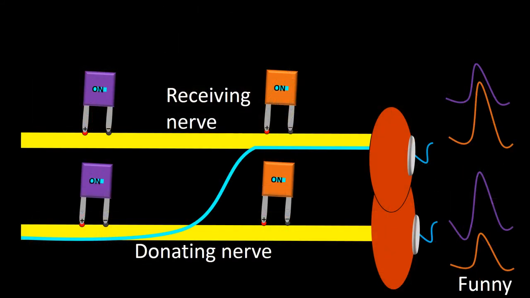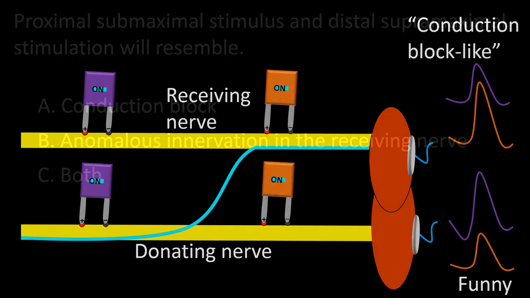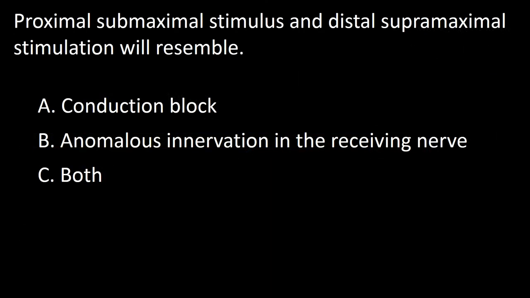In an anomalous innervation, there is a donating nerve and a receiving nerve, as expressed in this frame. Distal and proximal supramaximal stimulation of the receiving nerve can produce a compound muscle action potential pattern like the one produced by supramaximal distal stimulation and submaximal proximal stimulation. This pattern will also have the same characteristic as a conduction block. So the answer to this question is both.